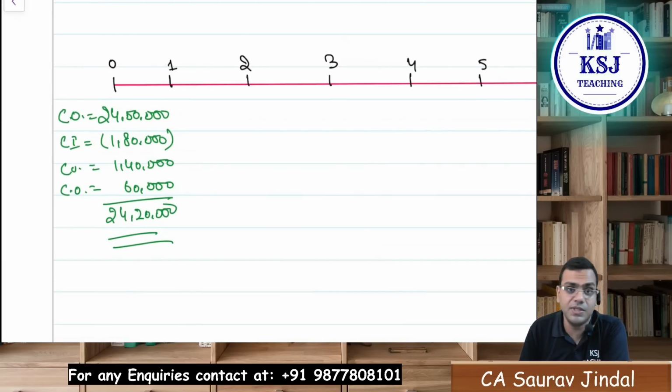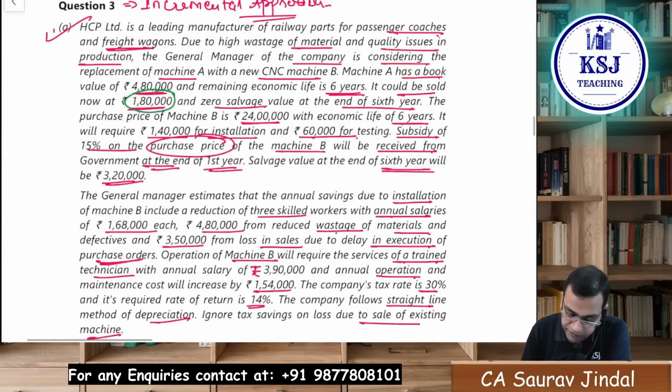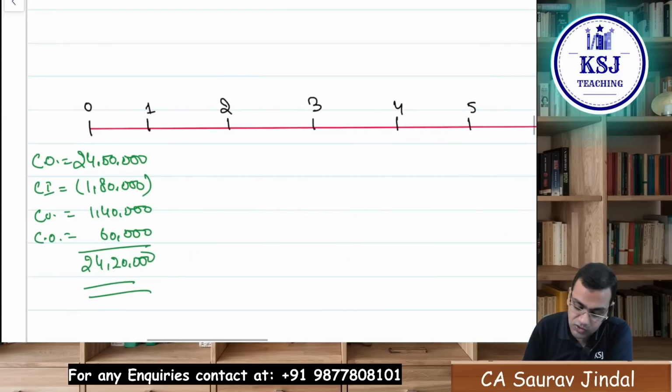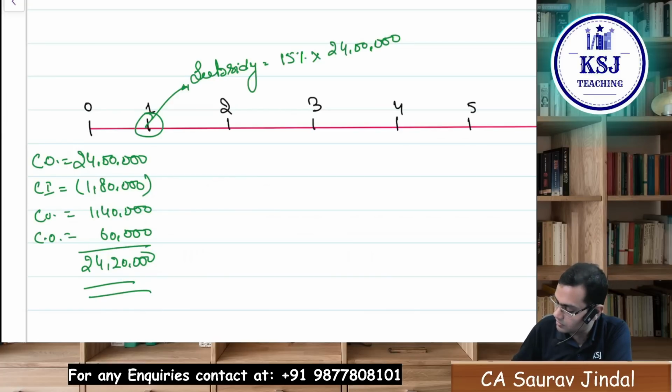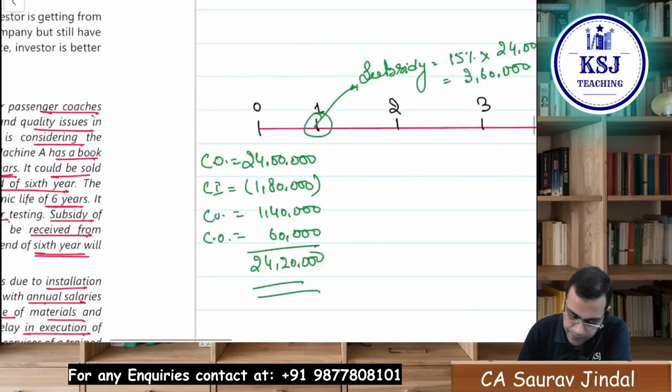Now regarding the subsidy, sir. He says it will be 15% on the purchase price and it will be received at the end of the first year. So you will get subsidy here. How much, sir? Subsidy will be 15% of purchase price. Purchase price is 24 lakhs. Of this you will get 15% subsidy, that is 3,60,000. This will be at the end of the first year. It will reduce your cash outflows, right? Then what else is there?